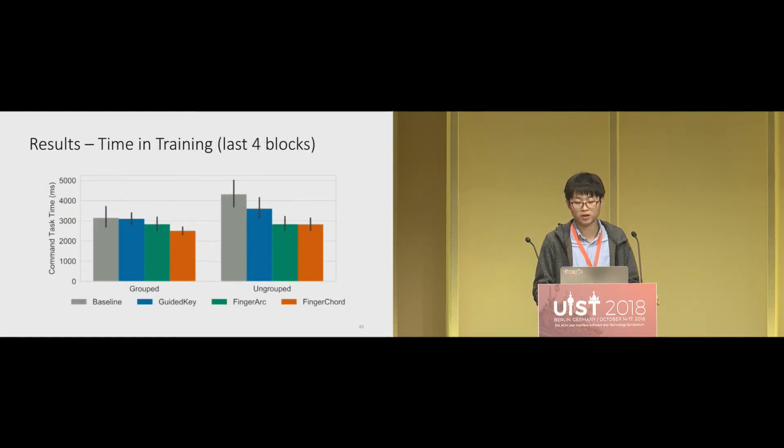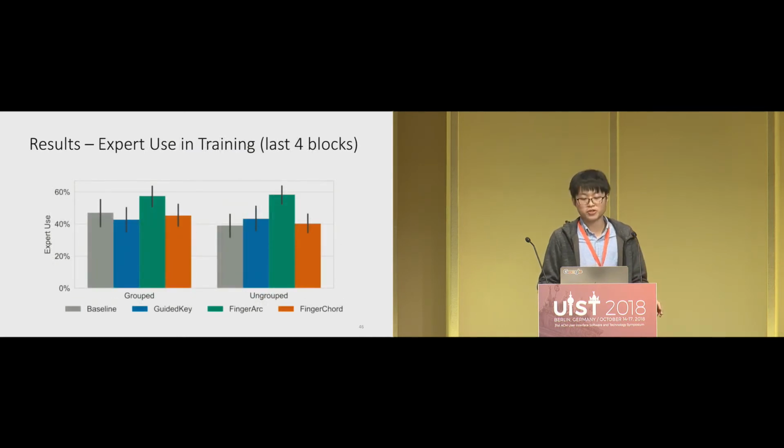For just the last 4 blocks in grouped commands, we don't really see much difference except for FingerChord was faster than guided key. For ungrouped commands, FingerArc and FingerChord were both faster than guided key and baseline.